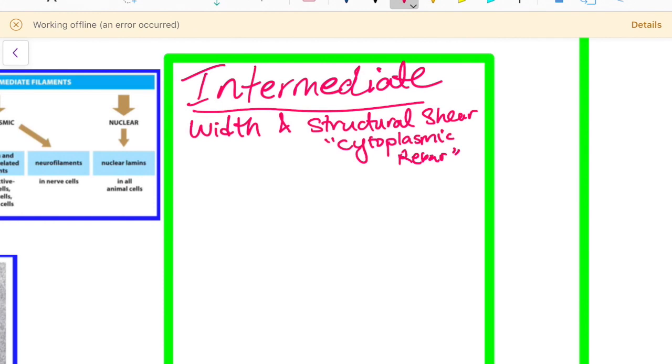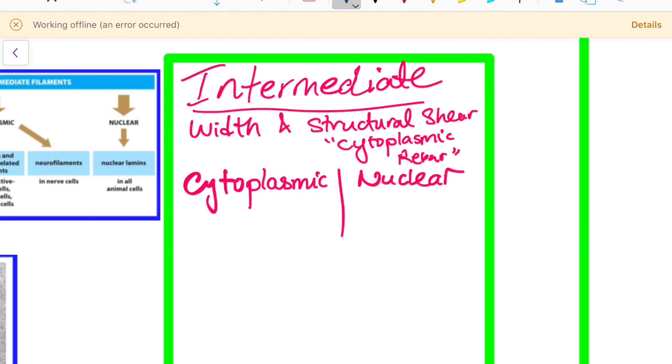So you have two categories of intermediate filament. You have cytoplasmic and nuclear. In cytoplasmic, you have two types: the keratin type, as well as the neurofilaments. Whereas in nuclear, you have the nuclear lamins. So what is the purpose of intermediate filament? It is to provide us with this rebar, this structural strength.